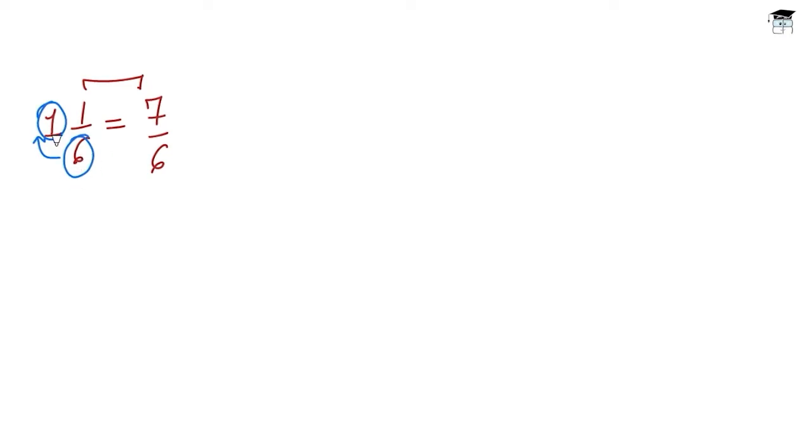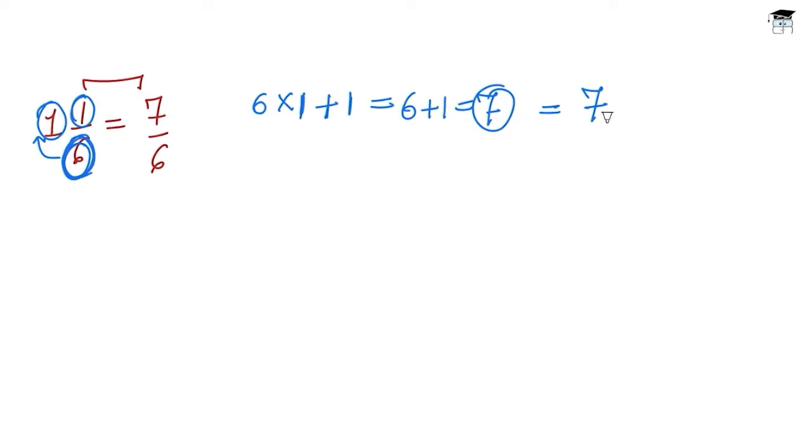So this is going to be 6 into 1. Then we have to add the numerator. So this is going to be 6 into 1 plus 1. So this is 6 into 1, 6 plus 1 is equal to 7. Okay, so 7 is the numerator and our denominator 6 will remain the same. So the denominator will be 6. So here our improper fraction is 7 by 6.